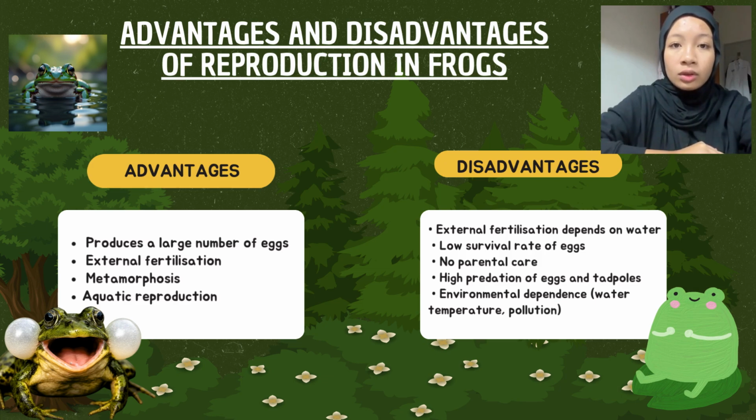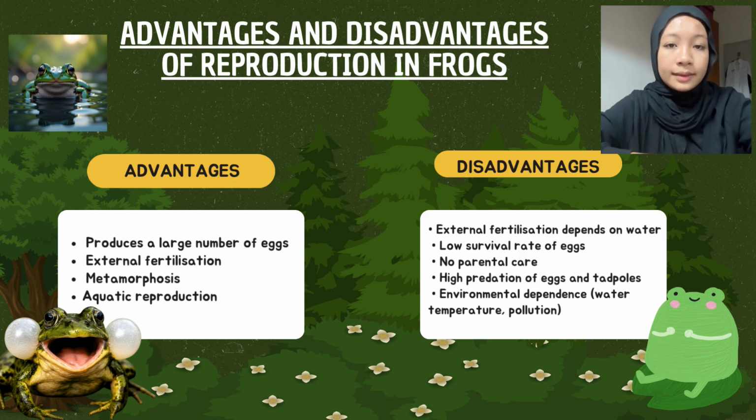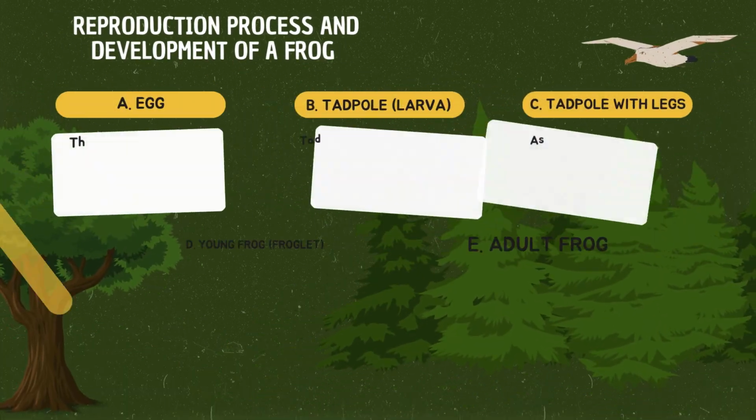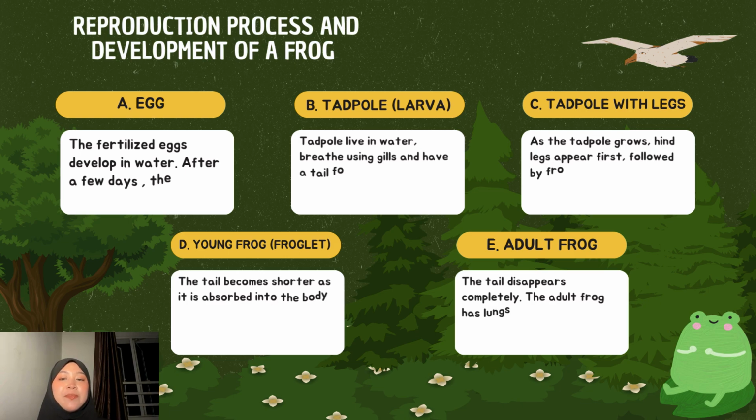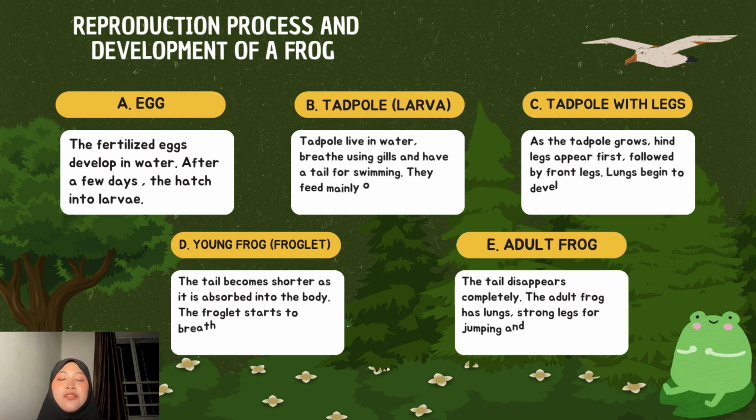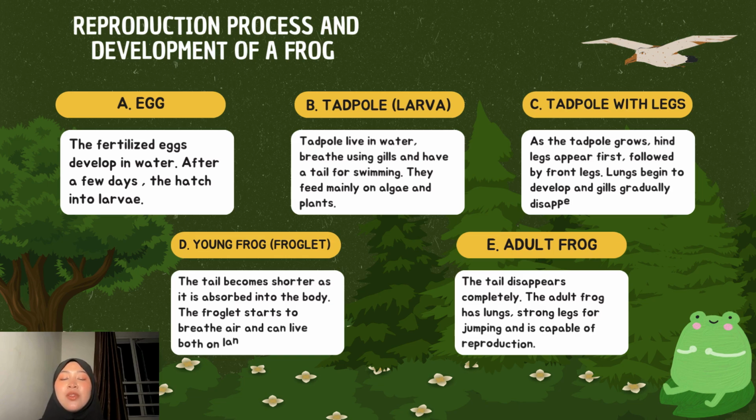In conclusion, although frog reproduction has several advantages that help maintain the population, it also has disadvantages that limit the survival of offspring. Now, I will talk about the reproduction process and development of a frog. Firstly, the fertilized eggs develop in water. After a few days, they hatch into larvae.